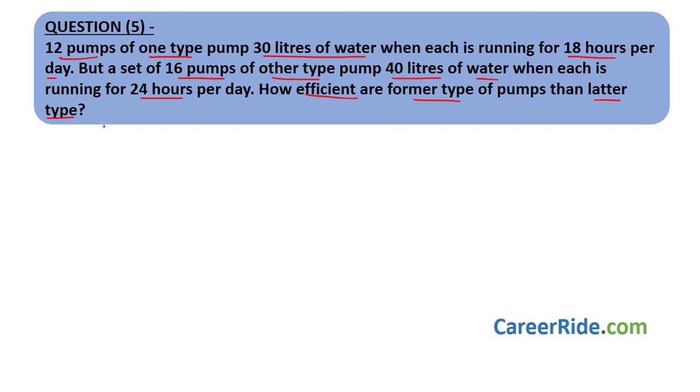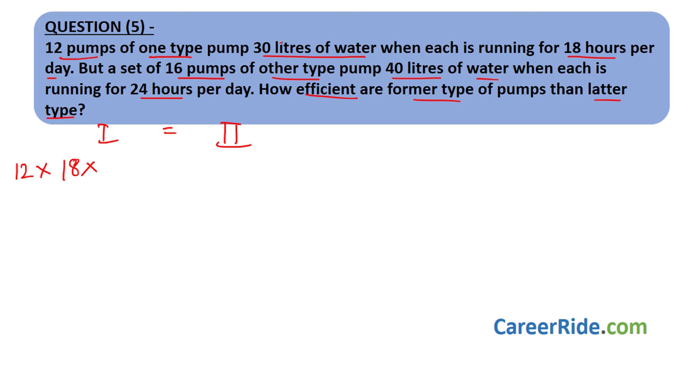Again, here there would be two scenarios. Since it is a chain rule sum, we'll have R, M, D, T, W. M is nothing but the number of pumps over here. Of one type, we have 12 pumps, and the days taken is not given, so don't consider days. Then time is 18 hours per day for the first pump, so write 18. Now we do not know the work done in the second case, let's see what it is.